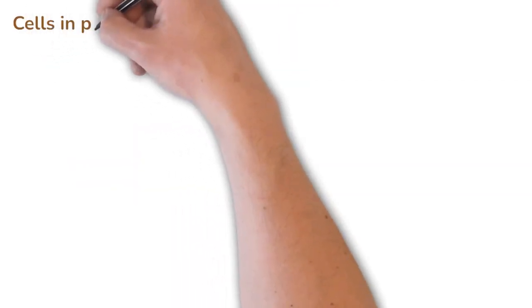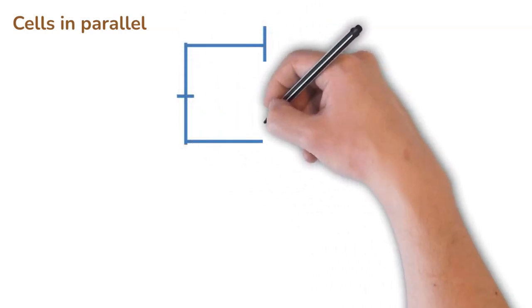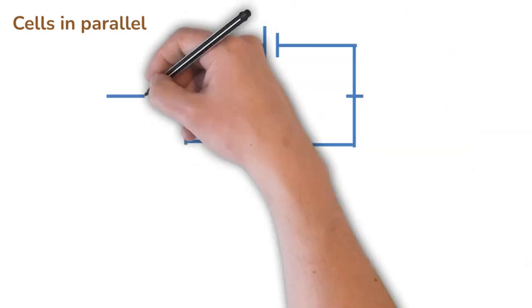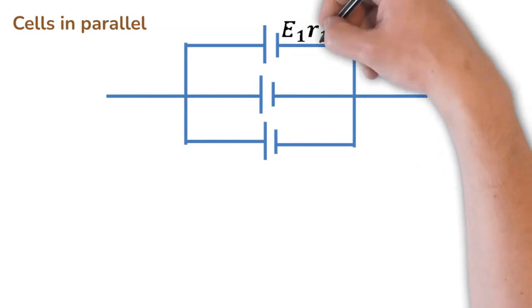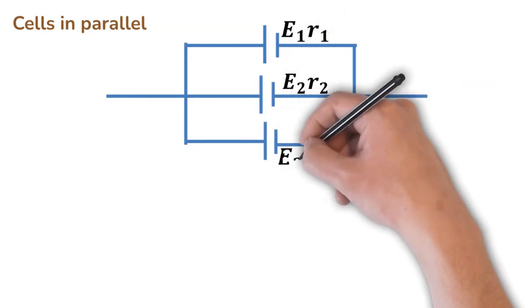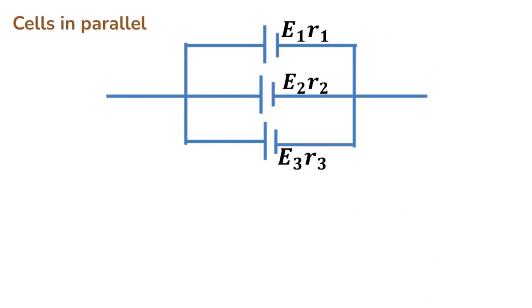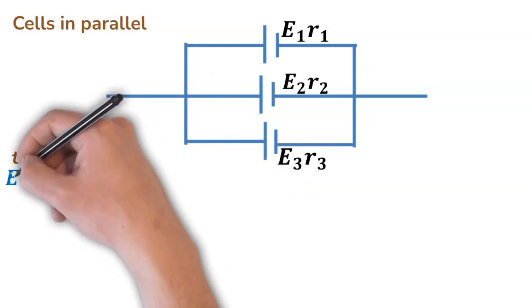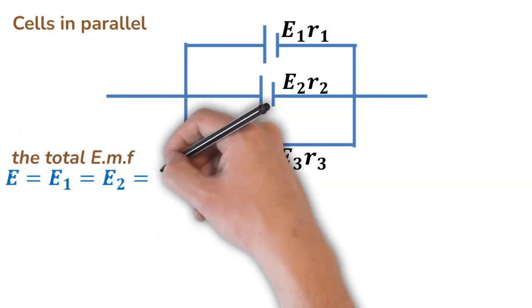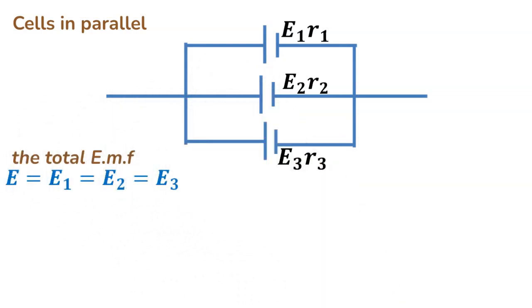Now for cells in parallel, let's consider this diagram. Now E1, R1, E2, R2, E3, R3. For cells connected in parallel, the total EMF, that is E, is equal to E1, equal to E2, equal to E3. That means that they have the same EMF passing through the cell.